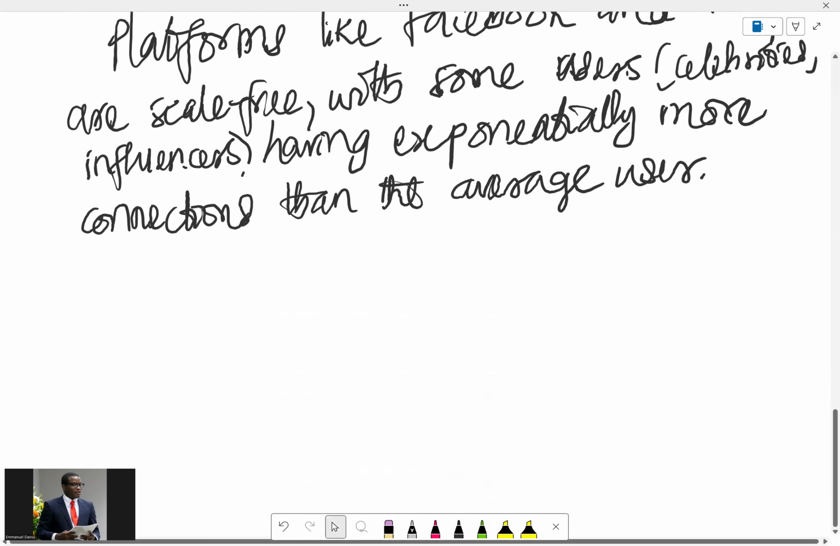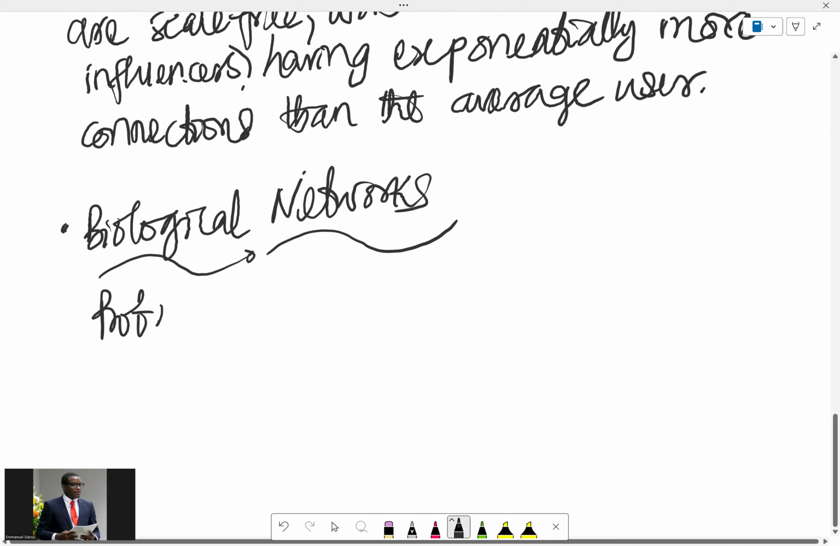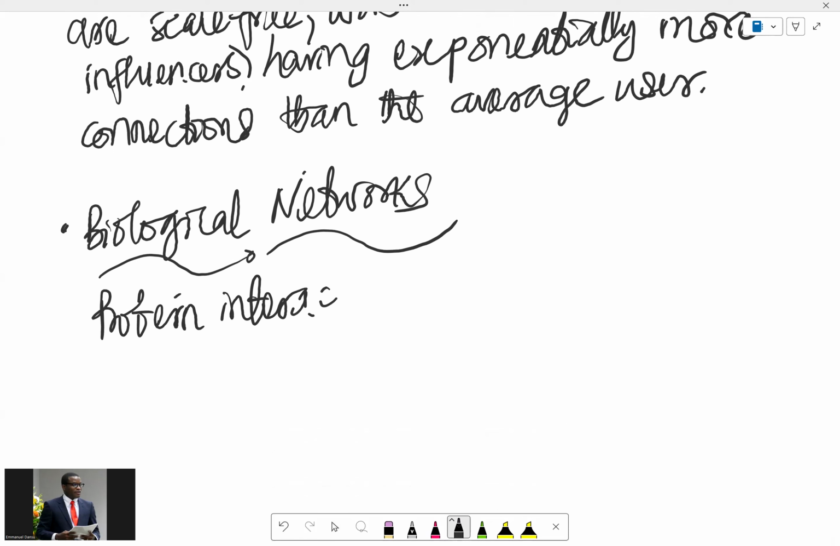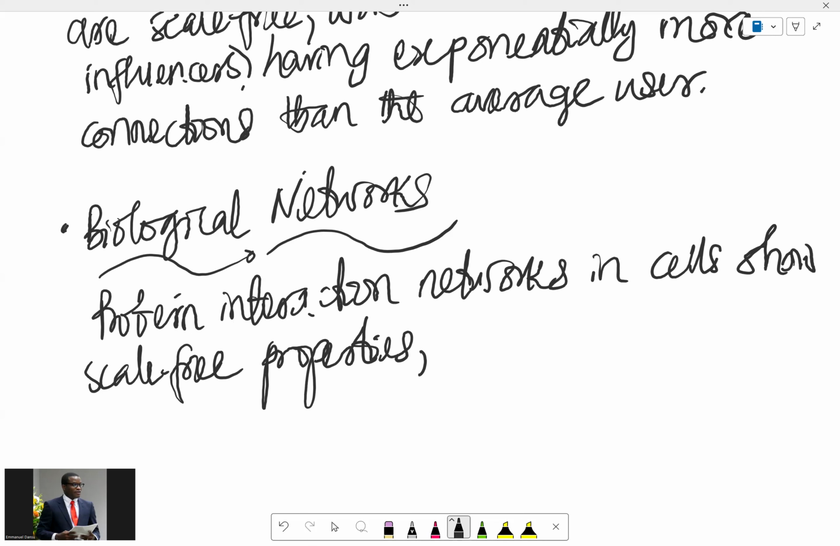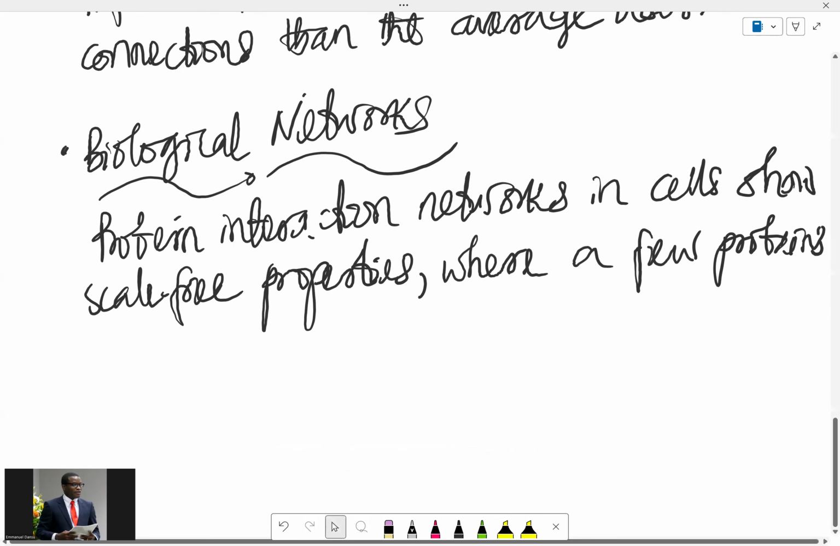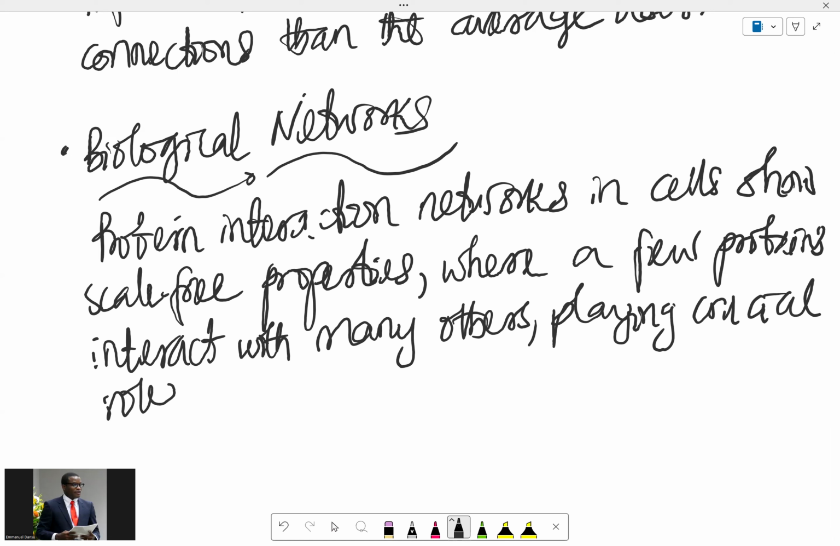Okay. And we can talk about biological networks. So for biological networks, right, you have protein interaction networks in cells that show scale-free properties, where a few proteins interact with many others, playing crucial roles in cellular functions.